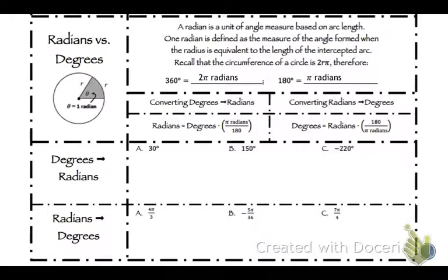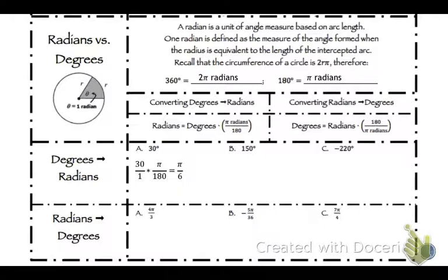Okay, let's look at A. So I'm going from degrees to radians. So I'm going to do 30 times pi over 180. Put that over 1 and then multiply straight across. So that's 30 pi divided by 180. Well, 10 goes into 30 and 180, so that reduces to 3 pi over 18. 3 goes into 3 one time. 3 goes into 18 6 times, so that reduces to pi over 6. Okay, this is really just reducing fractions. Hopefully you can remember how to reduce a fraction.